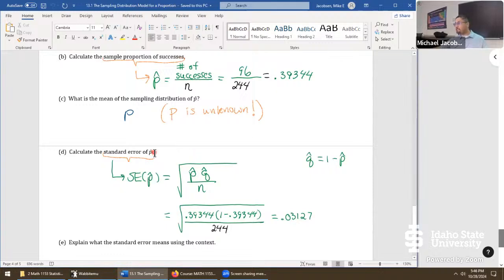Calculating the standard error of p hat means first put down the formula. Notice there's p hats and q hats this time. That's just a reminder we're using the statistic up here. So 0.39344 got plugged in here, 1 minus it goes here, and that's our result, 0.03127.